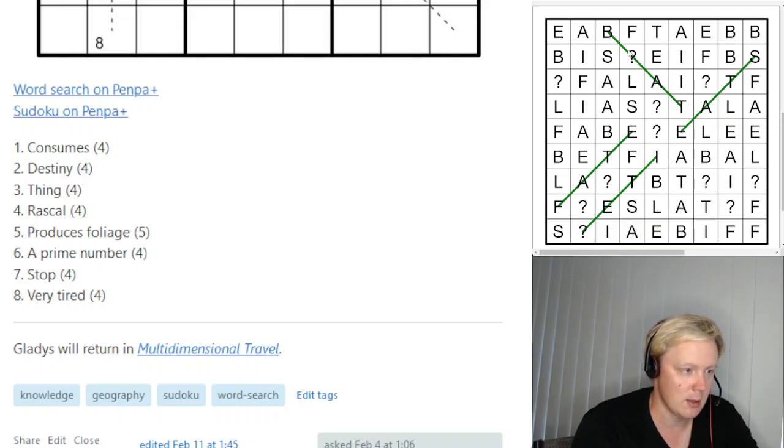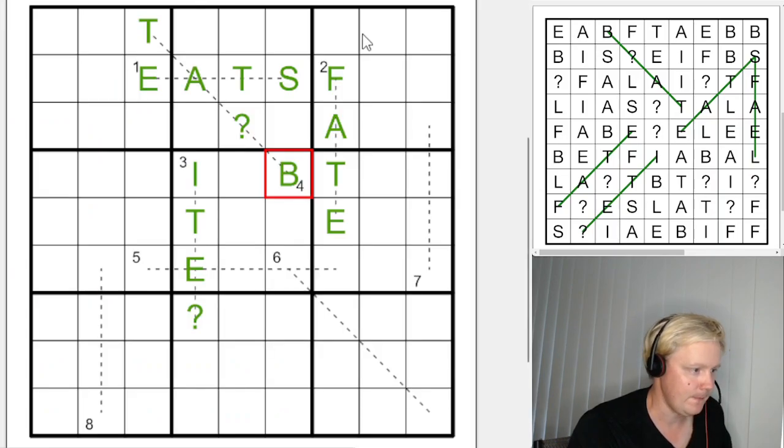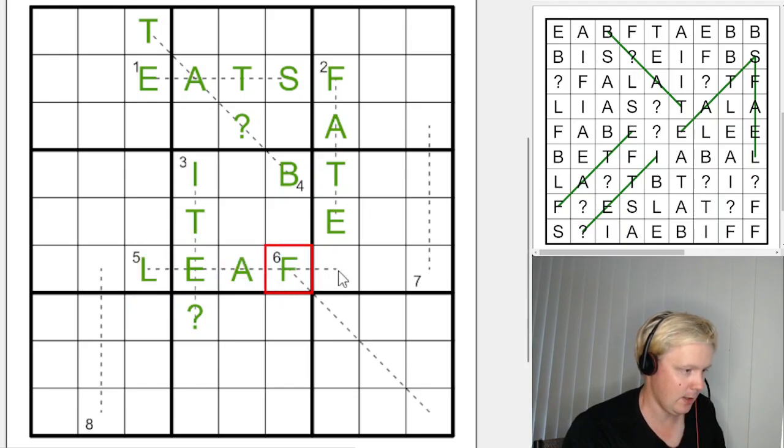So start with L's. There's an L, E, A, but that doesn't continue far enough. We have an L here, E, A, but this I breaks it. No E around this L. L, E, but that runs into the wrong letter. L, E, A, F, S. So this is going to be our leafs here, spelled out bottom up here. So we are inputting that at number 5. Here we already had the E here.